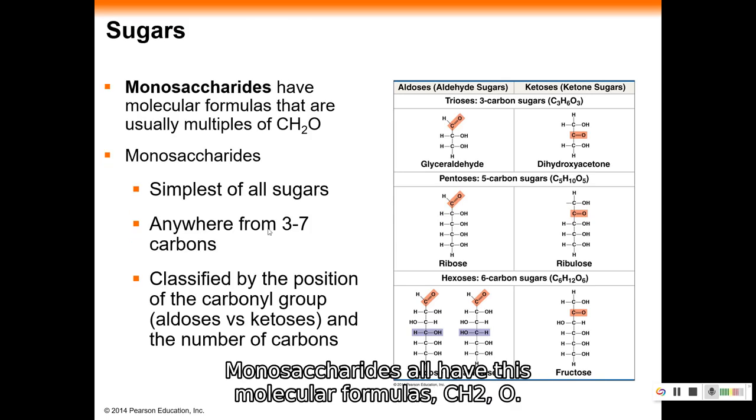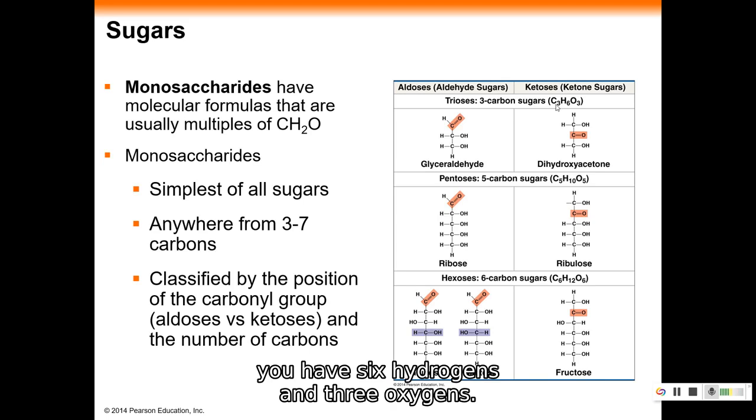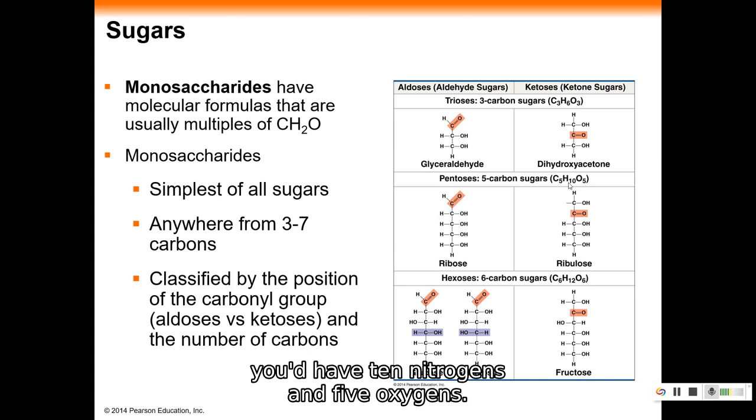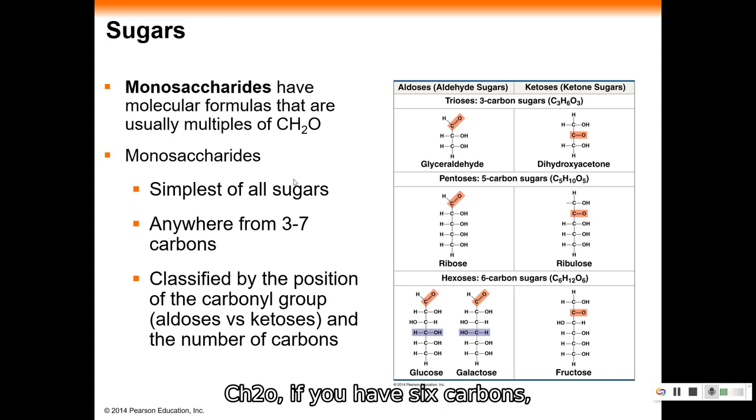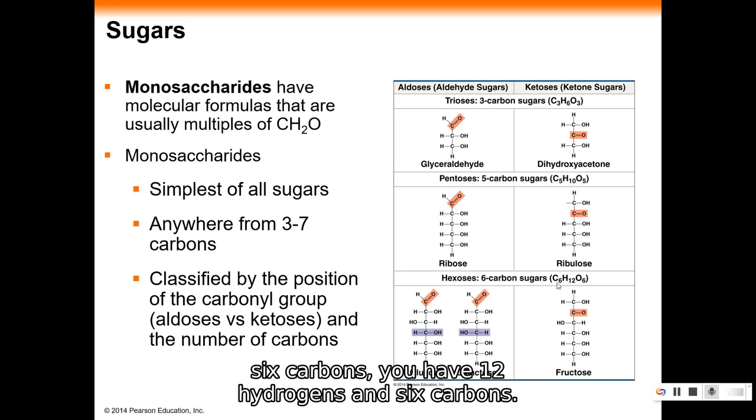Monosaccharides all have this molecular formula, CH2O. So if you have 3 carbons, you have 6 hydrogens and 3 oxygens. If you have 5 carbons, you have 10 hydrogens and 5 oxygens, CH2O. If you have 6 carbons, you have 12 hydrogens and 6 oxygens.